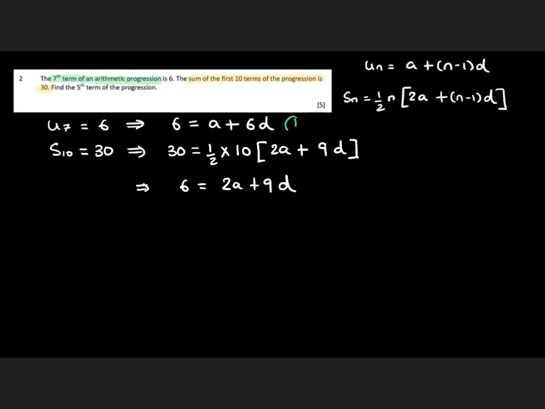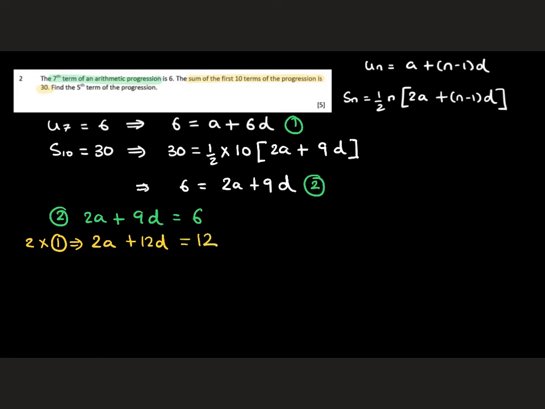And I have a pair of simultaneous equations, and we're going to solve these. So 2a plus 9d equals 6, and then I'm going to write down 2 times equation 1, so double equation 1, which gives me 2a plus 12d equals 12, and then subtracting these will give me negative 3d equals negative 6, so d is equal to 2, and then I can substitute into any equation to work out my value of a, and it works out to be negative 6.